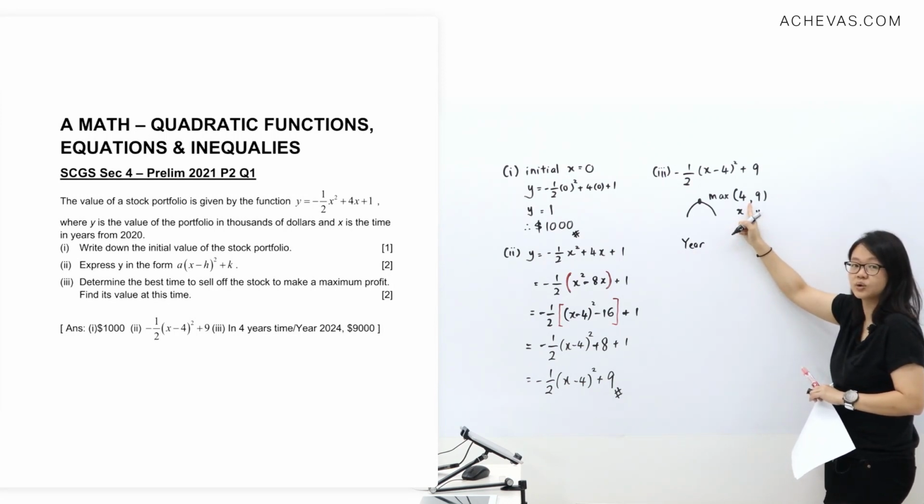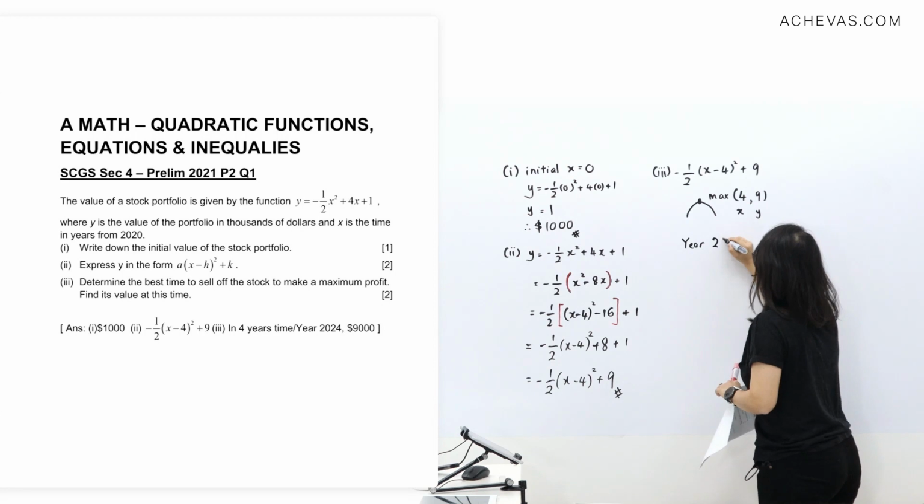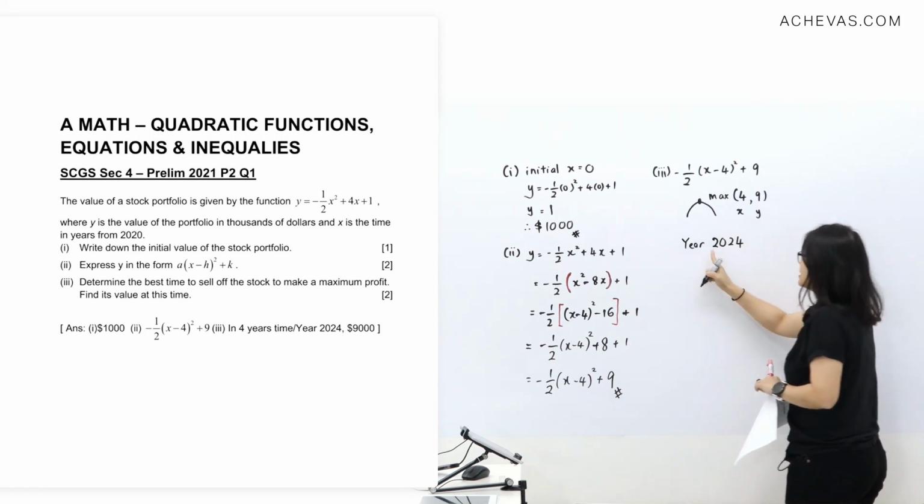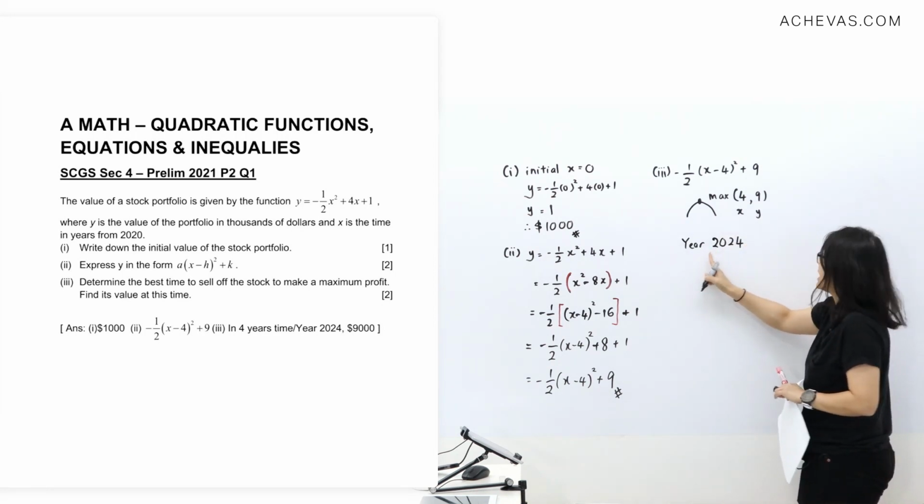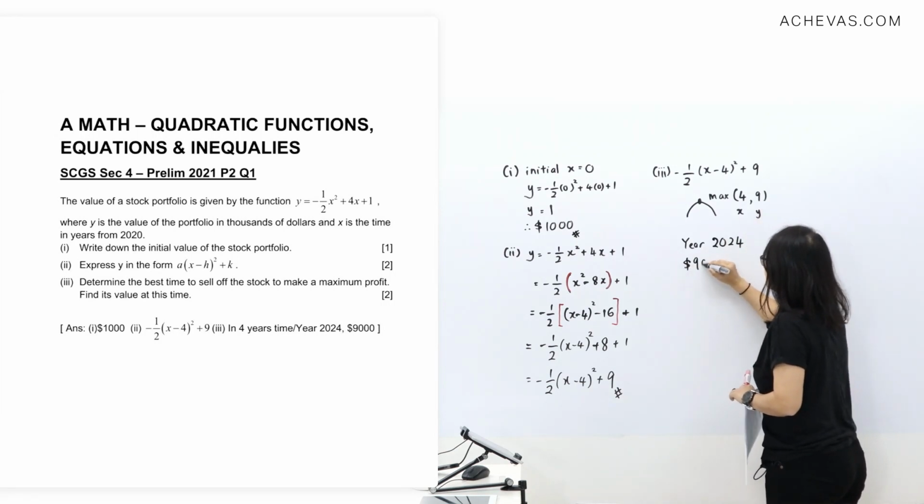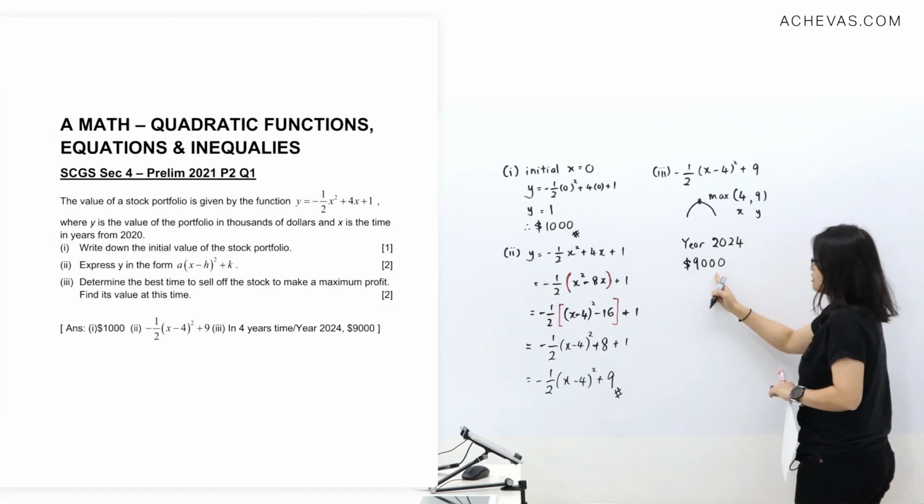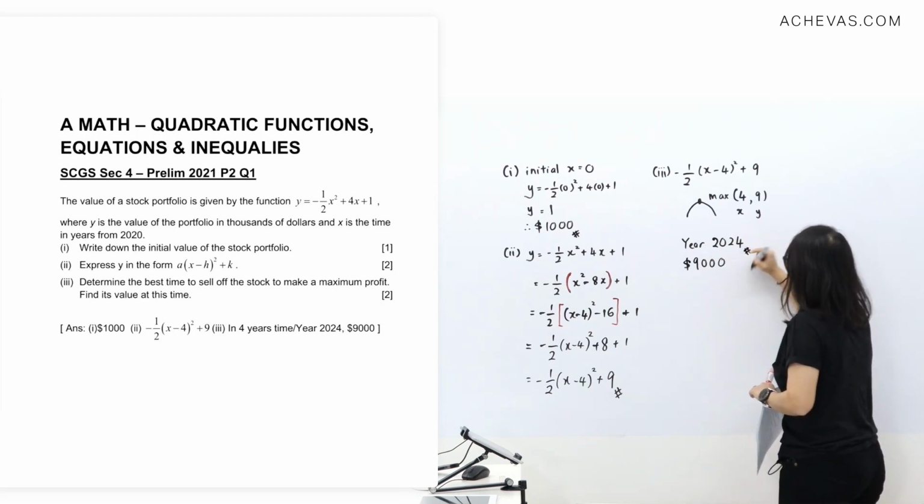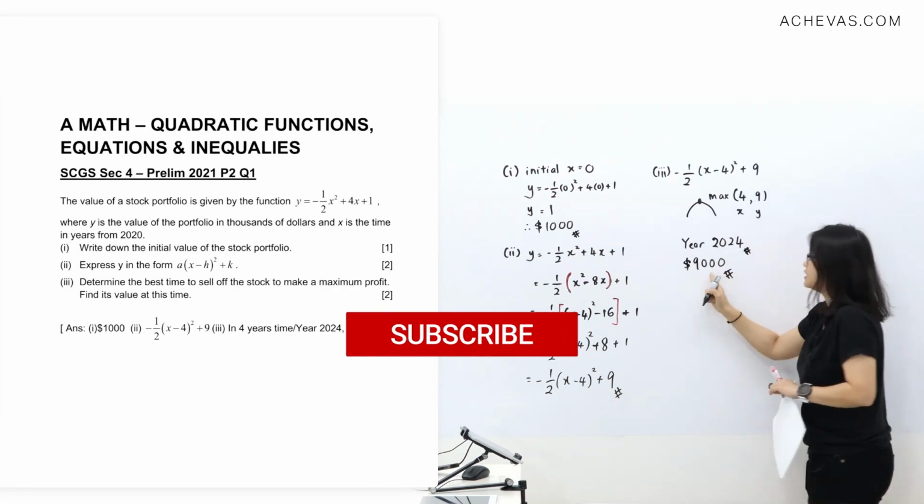So the starting year is 2020. So this one should be 2024 is the best time to sell the stock. And the value of the stock here is 9, correct? So same thing, we're going to put in $1,000 of dollars. So we have the best time to sell the stock and the value of the stock.